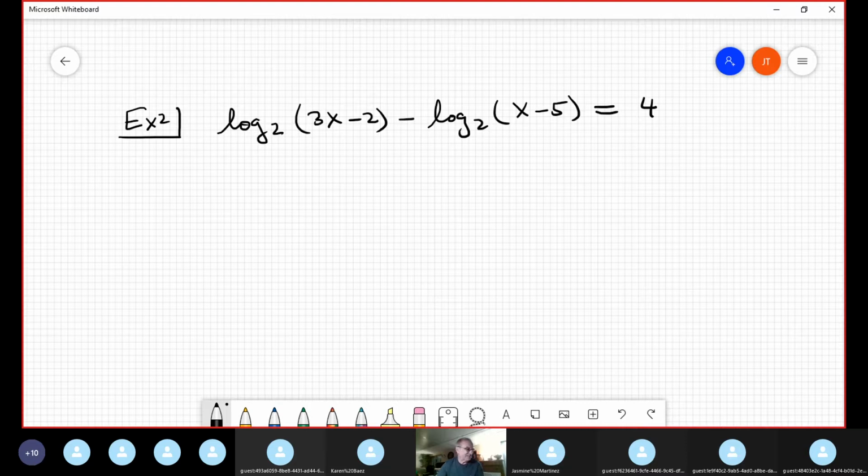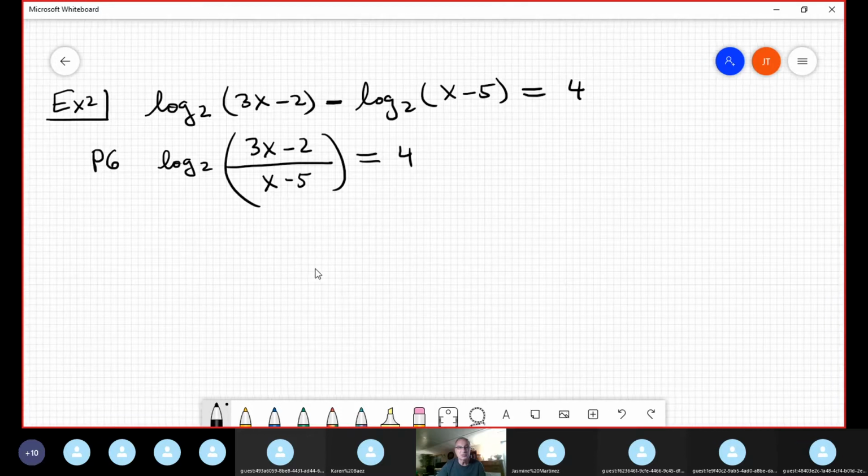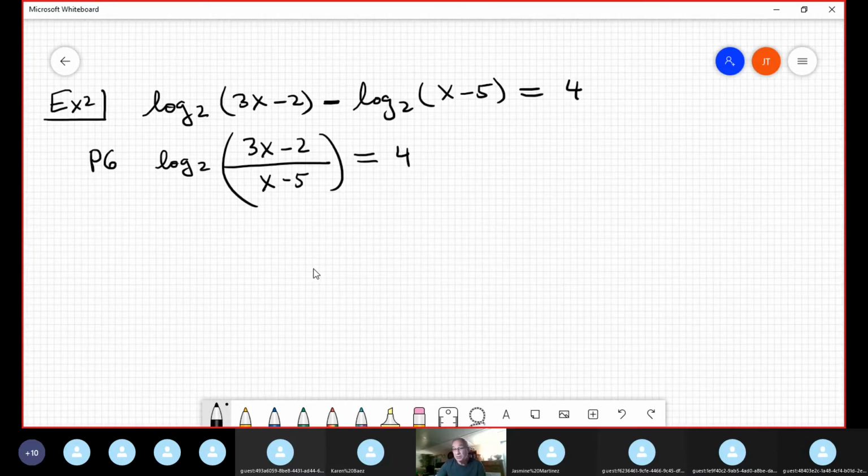Okay, we apply exactly the same procedure. You condense this logarithm and this logarithm, but it's minus, it's subtraction. So you apply the property number 6. And the property number 6 says logarithm base 2 of the division 3x minus 2 over x minus 5 equal 4. Okay, this was a little bit different to the other problem. The other problem was plus, this was multiplication. In this case, minus, division. And now you convert to exponential.